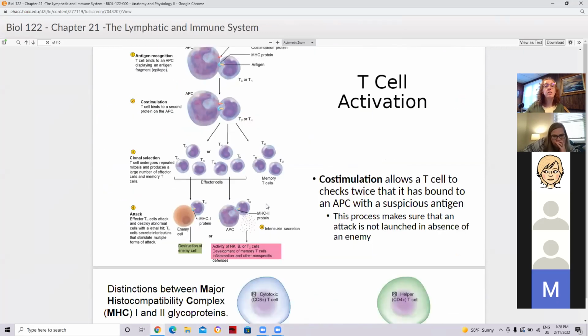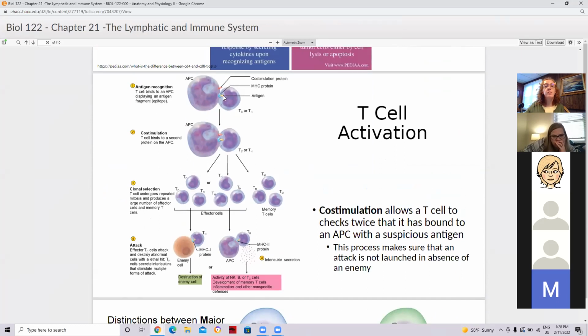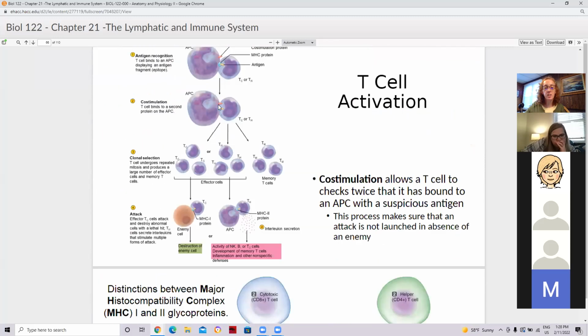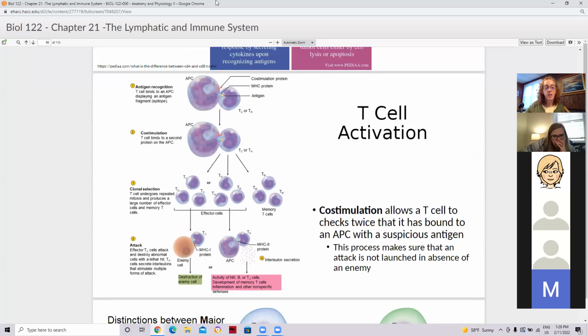Now, is it here? So here's your, let's see, B cell activation. No, it's T cell activation. Sorry, I'm getting a little tired and I apologize. T cell activation. Here's your T cell.